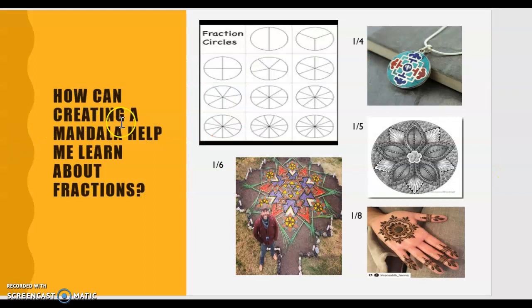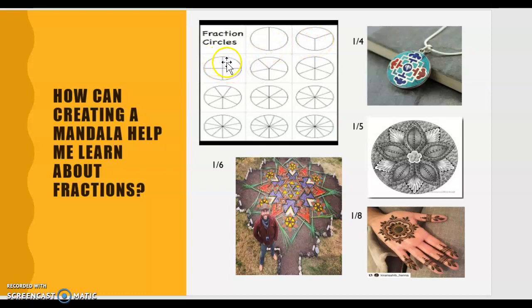Now, how can creating a mandala help me learn about fractions? Well, here is a little chart with a bunch of circles divided with lines in different parts, almost like a pie. This circle is just divided in half, so that would be 2 pieces, so that's 1/2. This circle is divided with 3 lines, so that's 1, 2, 3 sections, a third. There are 3 parts of a whole, so if I shade this section in, that would be 1/3. If I were to shade 2 sections, that'd be 2/3.